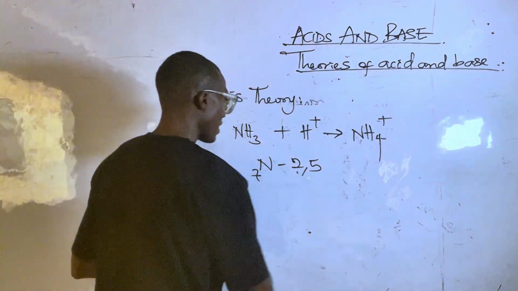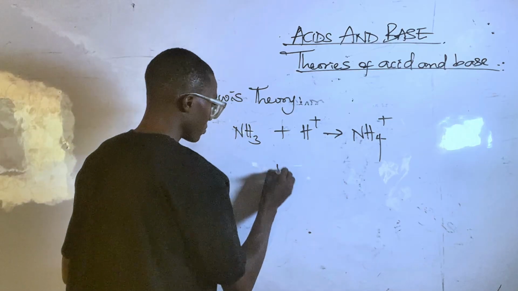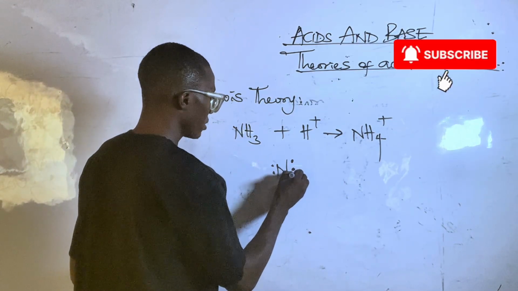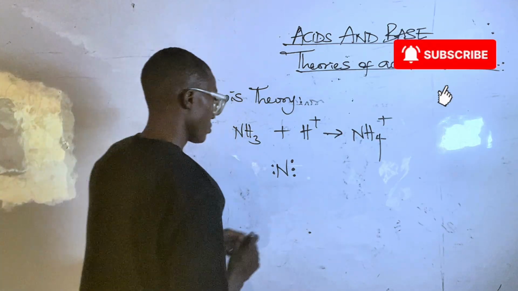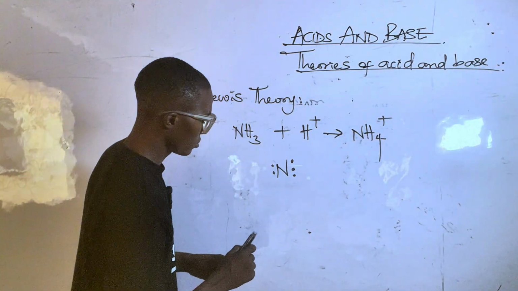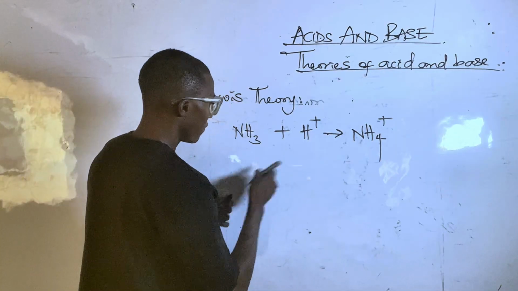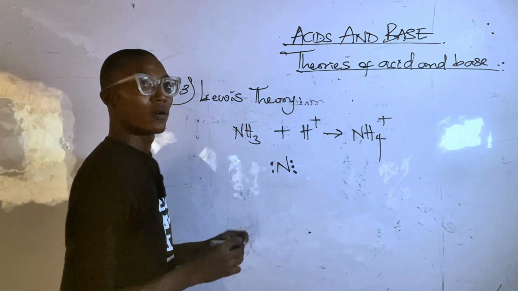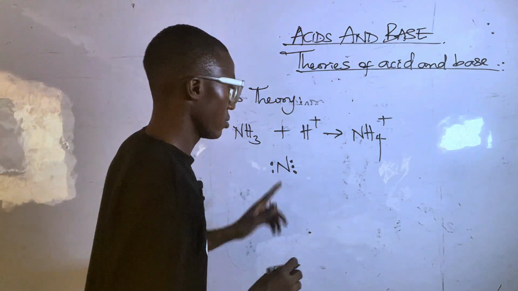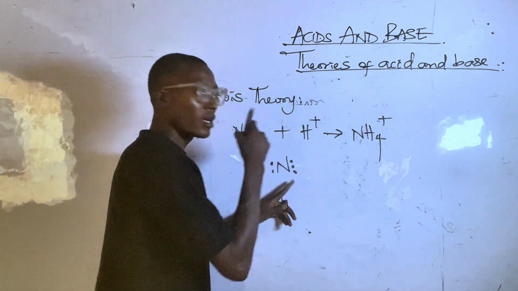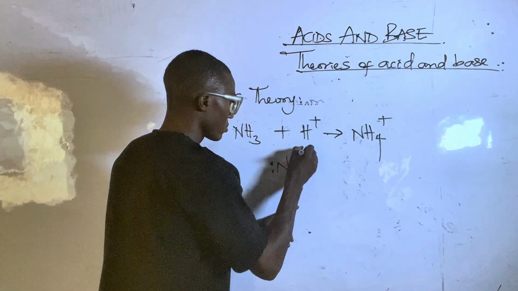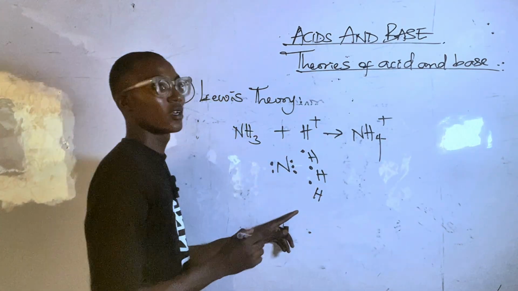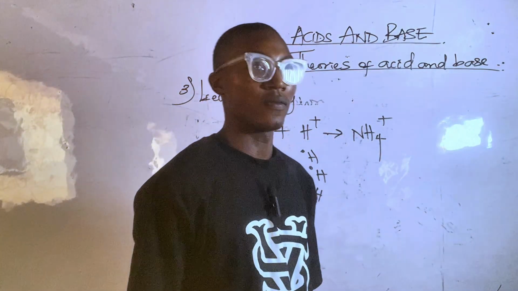Are you there? All right. So nitrogen has a bond pair and 3 lone pairs of electrons. Nitrogen has 5 electrons in its outermost shell. It uses these 3 electrons to bond with 3 hydrogen covalently. Covalent bonding involves equal sharing of electrons.